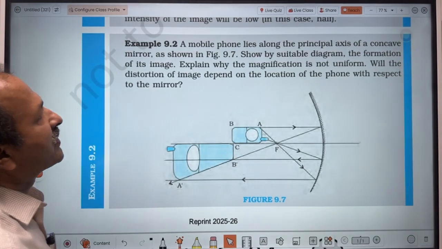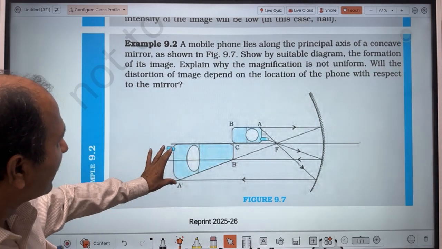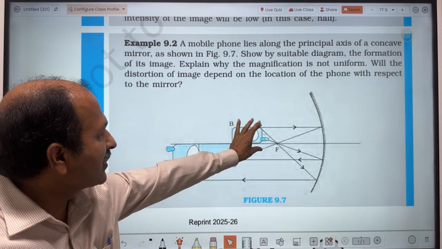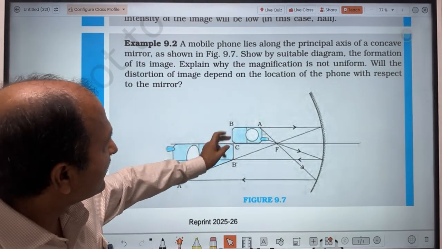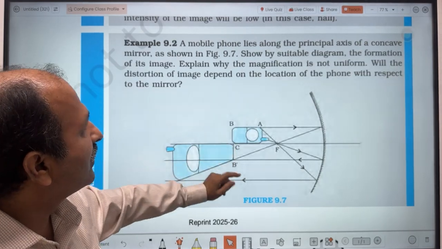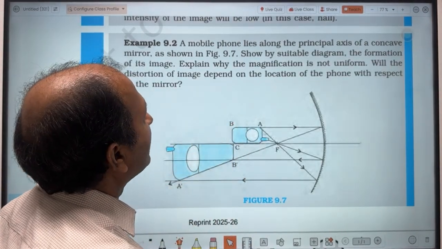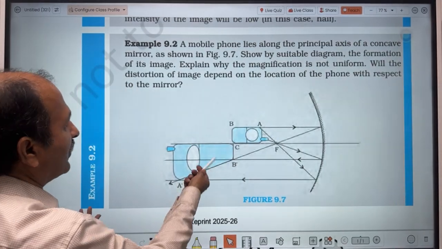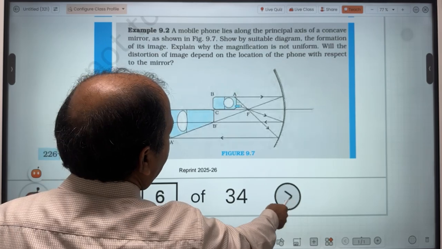Here, what is the question? A mobile phone lies along the principal axis of a concave mirror as shown in the figure. Show by a suitable diagram the formation of its image. Explain why the magnification is not uniform. Of course, it will not be uniform. Here, it will be magnified because the image of this portion will be formed here, the distance is increased, right? But here, the image is formed at the same point, that is why it is equal in size. So, will the distortion of the image depend on the location of the phone with respect to the mirror? Of course, it's obvious from here.